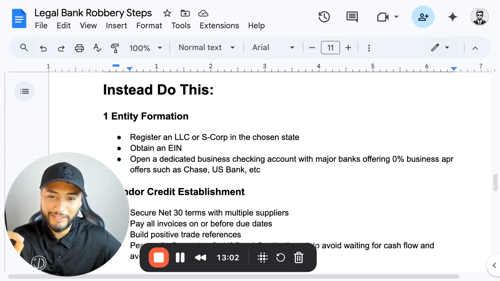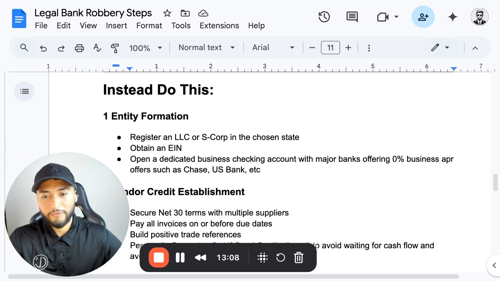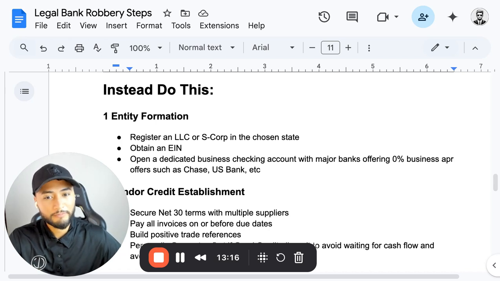Actually register an LLC or S Corp in the state where you're going to be operating business. If you're just starting out, honestly, just get an LLC. But if you have an actual business that's making a lot of money, at least 50,000, then it may be more convenient for you to get an S corp. Although there will be more verifications and more compliance that you have to do with an S corp. But if you're actually running a business, that shouldn't be a problem.